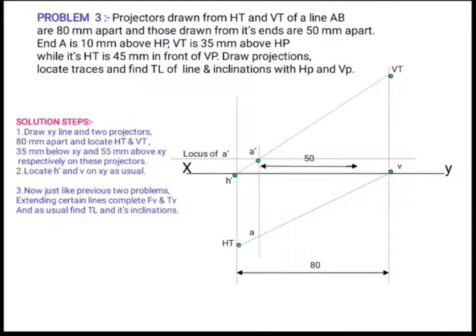Now the distance between the end projectors is given as 50 millimeter. That is, A dash A and B dash B are 50 millimeter apart. So I can mark another vertical projector which is 50 millimeter away from the first vertical projector of A dash and A. Now these intersecting points will be B dash and B respectively.